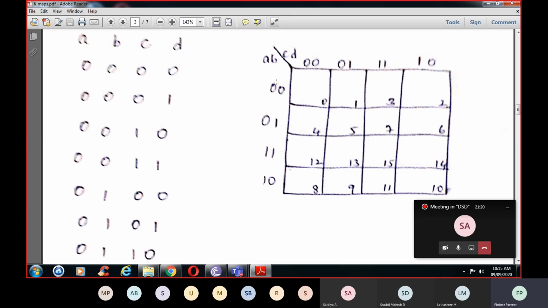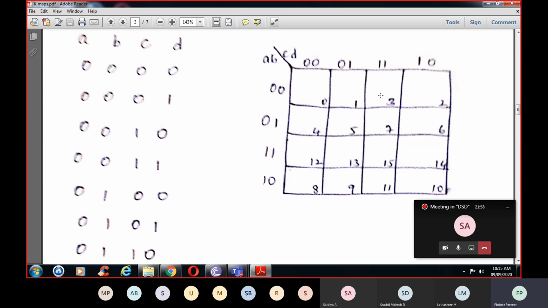So now this is 0. You can see if you want 0, 0, 0, 0, corresponding row, corresponding column here will become 0, 0, 0, 0. So decimal notation will be 0. Here it is 0, 0, 0, 1. You can see corresponding row. You'll be taking AB first, then CD. So here it is 0, 0, 0, 1. Here it is 0, 0, 1, 1. So 0, 0, 1, 1 means it is 3. This is 0. This is 1. This is 2. This is 3.